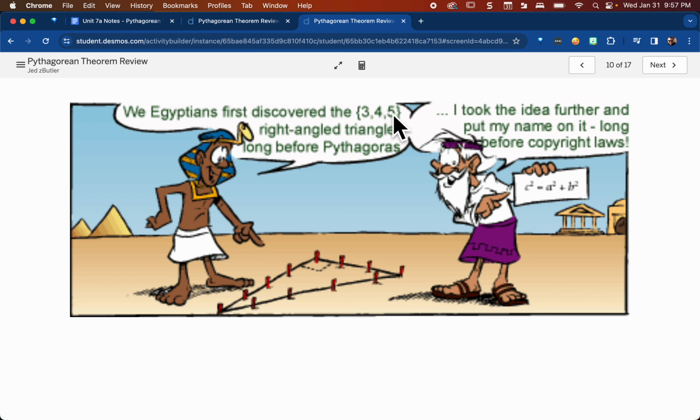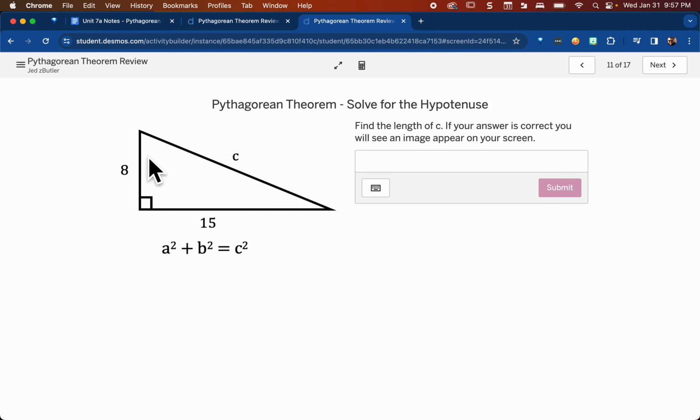So this 3, 4, 5 triangle that makes a right triangle is just a classic combination where the Egyptians did it before Pythagoras, but Pythagoras has his name on it. So let's do some more.